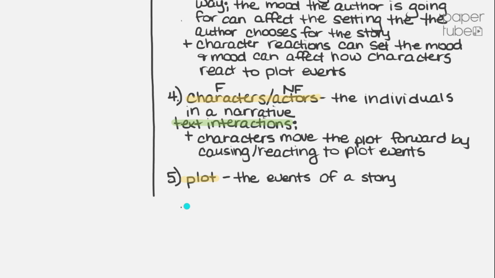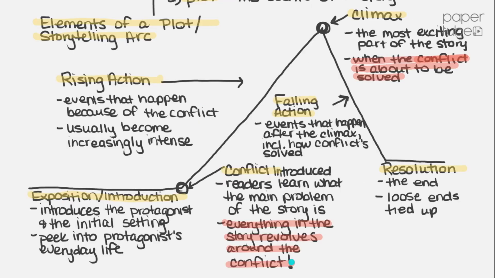So I've talked about plot a couple times already in the notes, and you might not be 100% sure of what plot is, but plot is just the term that we use to describe all of the events that happen in a story. So a plot can actually be broken up and analyzed into 6 pieces using what you guys might have learned as the elements of a plot when you were in elementary school. Or you can hear it called the storytelling arc. I prefer to call it the storytelling arc, but either term is accurate. They're synonyms for each other.